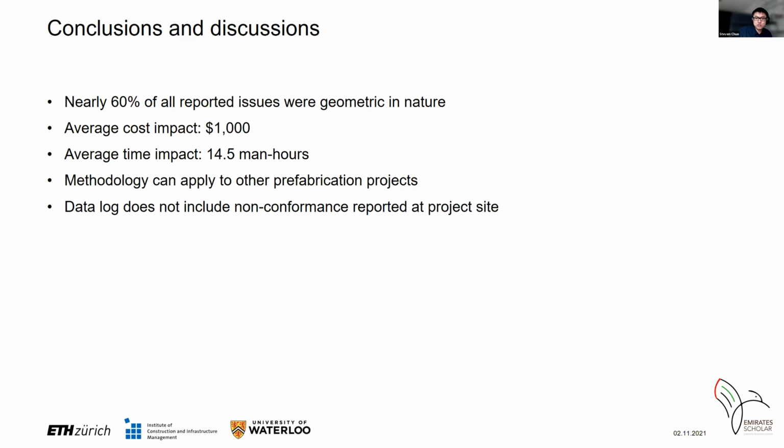Now, within these geometric NCRs, over half of them are issues concerning dimension and tolerance for incoming materials and fabrication. And in the interest of understanding the impact of these issues on the project, 84 NCRs were sampled for evaluation. Based on the estimate, the average cost impact is almost $1,000, and the average time impact is 14.5 man-hours. They account for additional resources required to rework and to release the assembly. And the analysis confirms that both impact metrics conform very closely to log normal distributions.